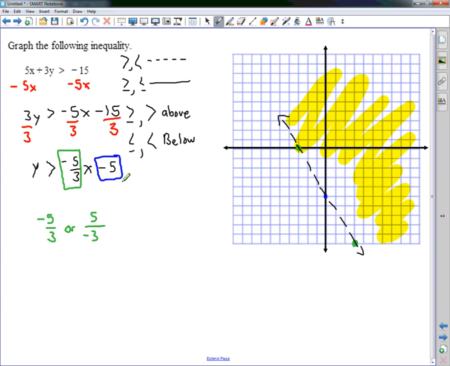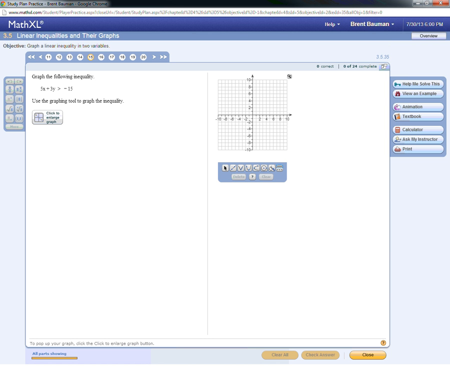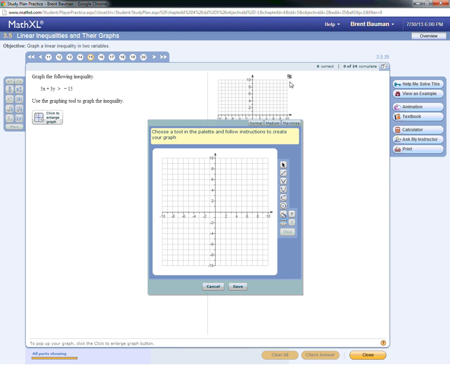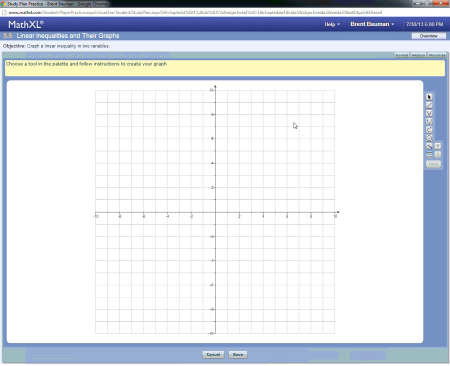Now I'm going to go ahead and go to Math Excel, and we're going to try to reproduce the same thing. So let's slide over to Math Excel. Okay, so we've put this back into the slope-intercept form. Notice I just hit the magnifying glass. I'm going to maximize that all the way out just to make sure there isn't any mistakes.